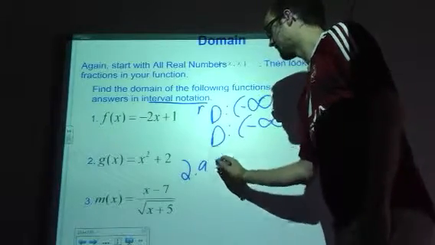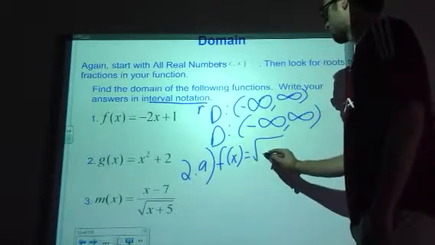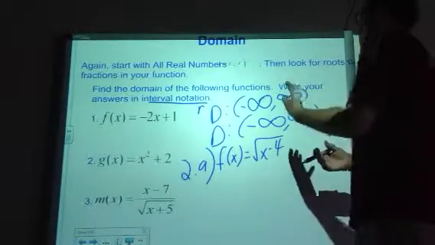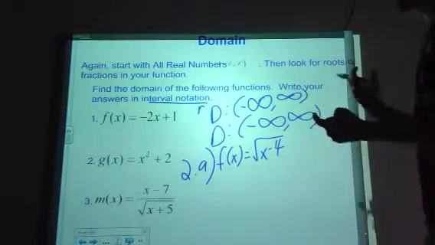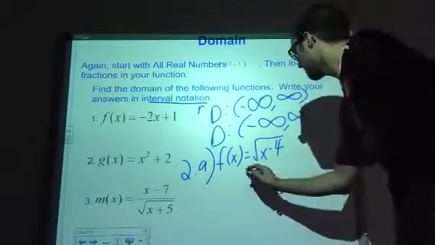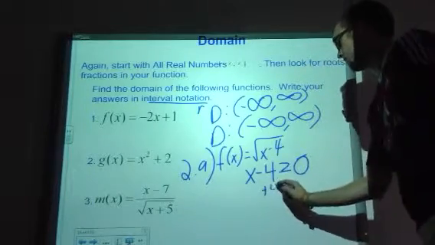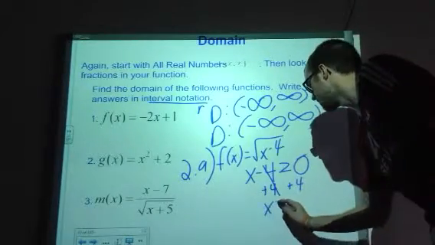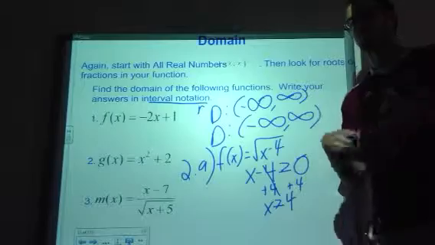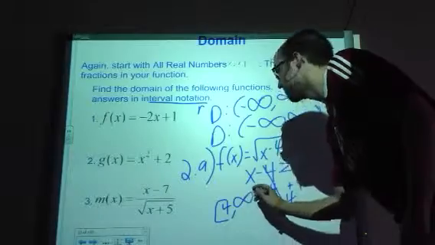Let's look at 2.a. 2.a, f of x equals square root of x minus 4. Again, assume it goes from negative infinity to infinity, and then think about restrictions. Does it have a square root? Yes, it does. So, we can't have a negative inside the square root. That means we want everywhere where x minus 4 is greater than or equal to 0. So we want everywhere where x is greater than or equal to 4, because that's where what's under the square root is positive. So, in interval notation, that would be 4 all the way up to infinity.